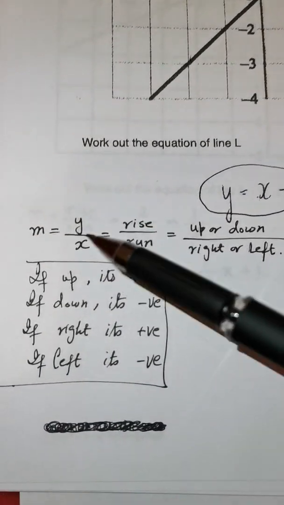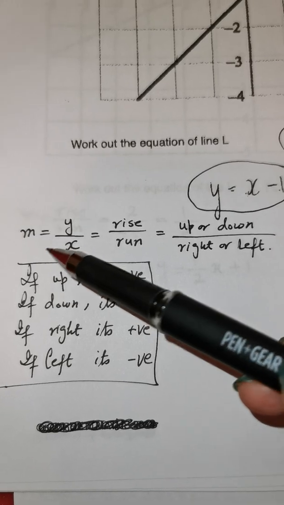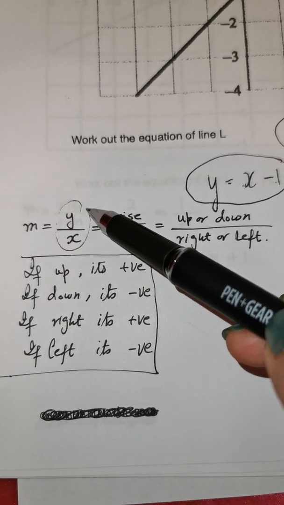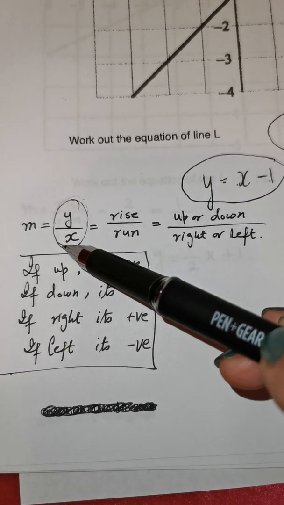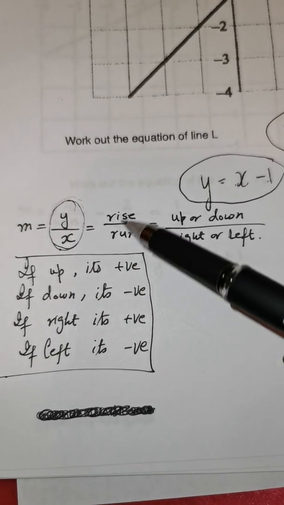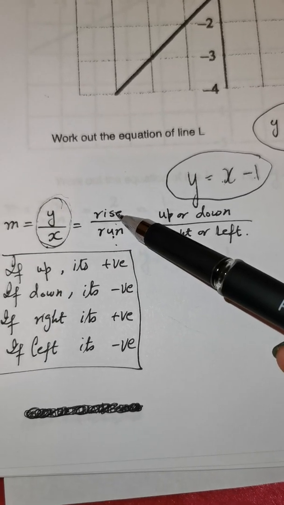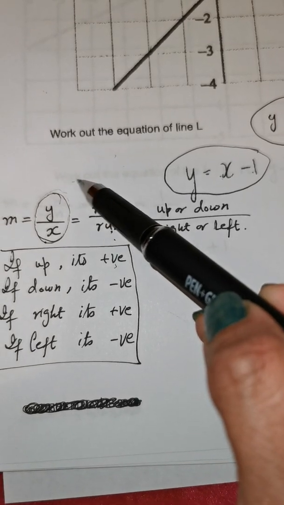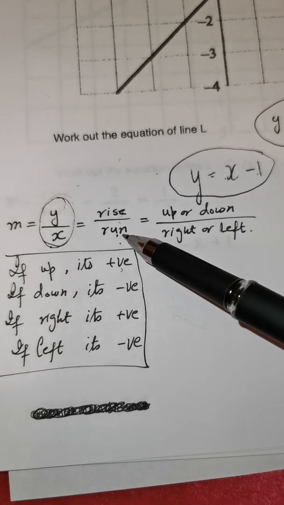Now keep in mind that for the gradient, m is equal to y over x. Either you use this formula, or, in an easier way, you can say rise over run. I have told you earlier, if you are going up or down, it is the rise, and if we are going right or left along the x-axis, it is the run, right?